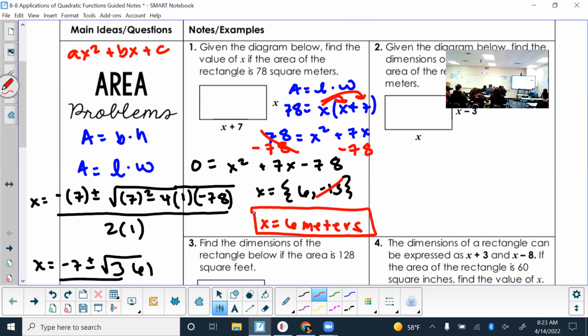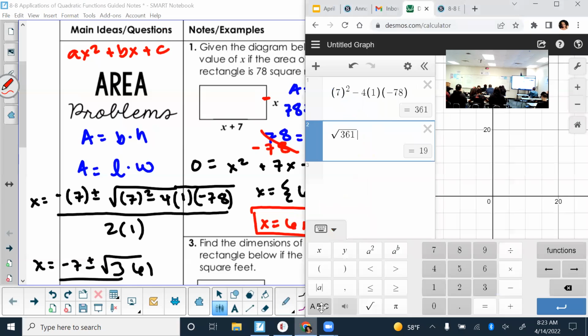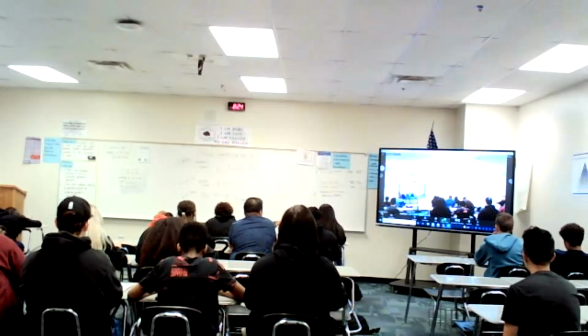All right, sometimes it asks for not just what x is, it might ask for the dimensions. So like what the length and the width are. So in that case, I would say the width is 6 meters and the length is 6 plus 7, which is 13. So just make sure you look closely at what it's asking. Real quick, I'll just show you how in here, oops, hold on.